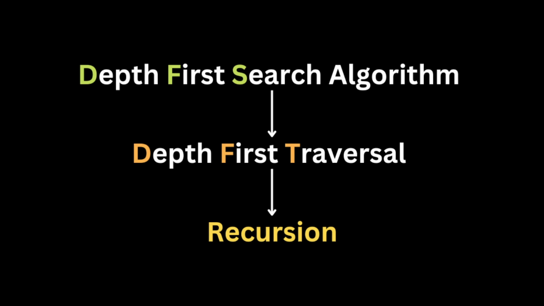So the first way to solve this problem is by using the depth first search algorithm or depth first traversal, which is a recursion algorithm. And as we know, recursion is a function that calls itself, and the depth first search approach uses recursion to keep calling itself until we reach the leaf node, which is null.